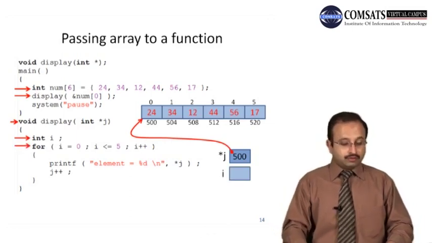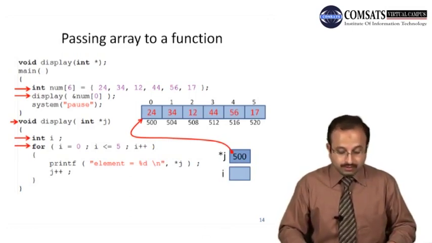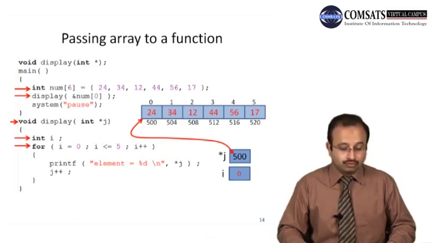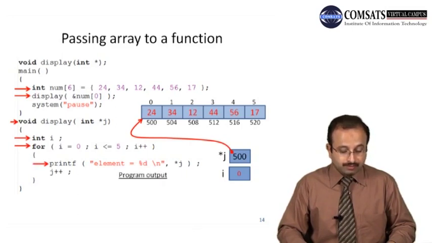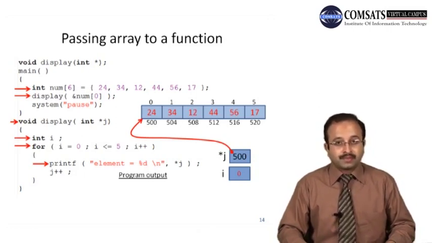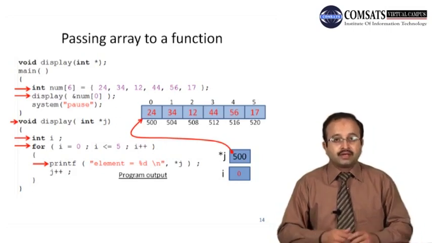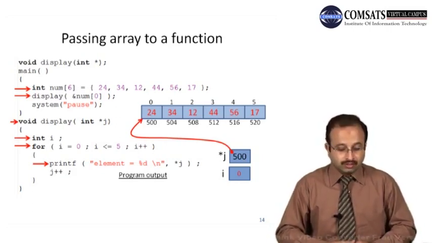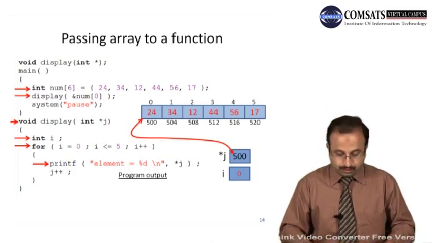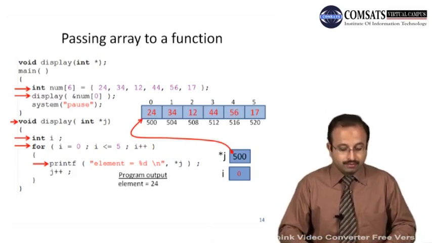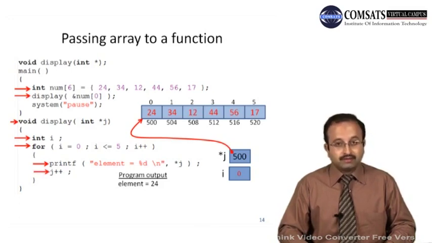So for the execution of the loop, you initialize the variable i with 0, check the condition, i less than or equal to 5, the condition is true. Then there's the output, that is this printf statement. It prints element is equal to %d, and in place of %d you are printing the value of *j. Now what is *j? *j is *500, and how can we read *500? We read it as value at address 500. So what is the value at address 500? That is 24. So this is the output, element is equal to 24. Next, you are incrementing the value of j.